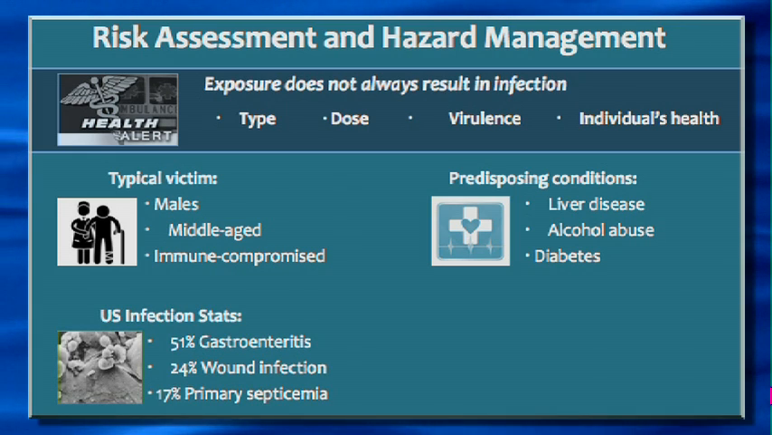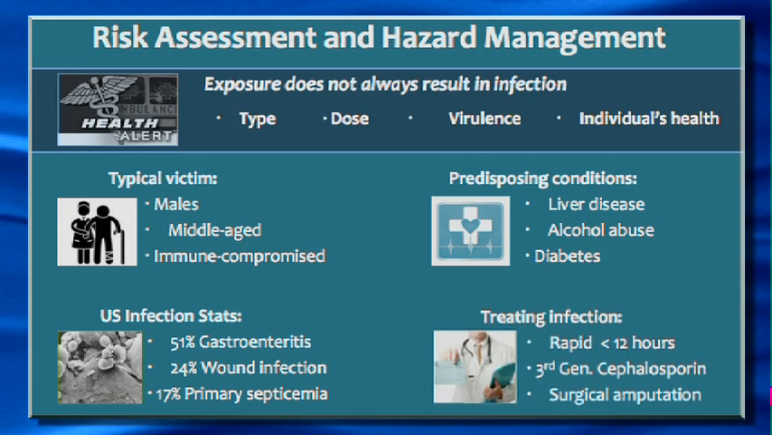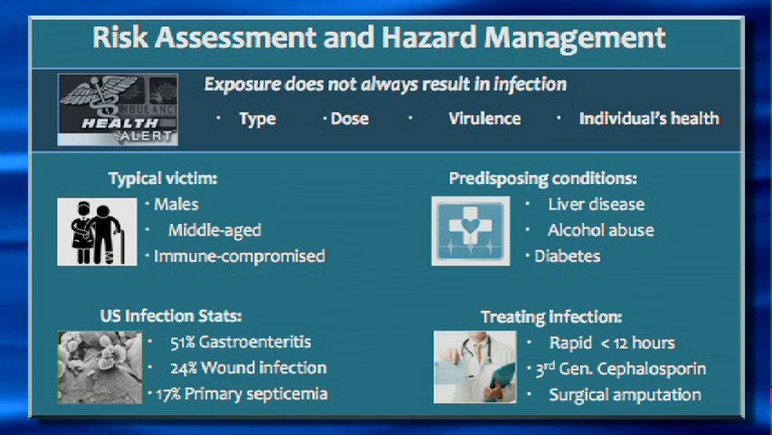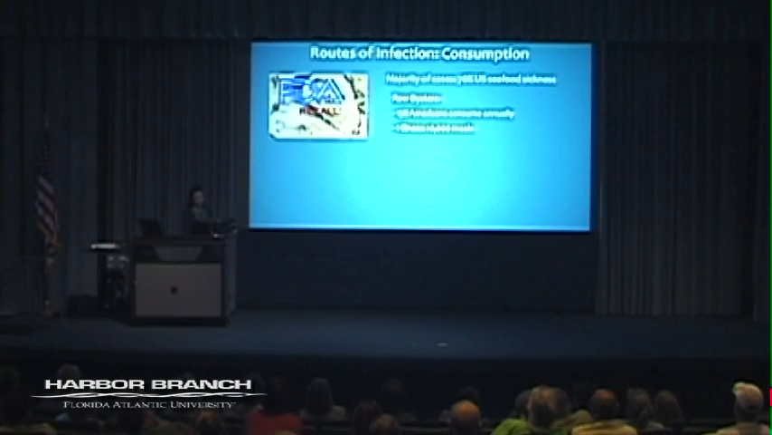Of these general Vibrio cases that we see in the United States, more than half are gastroenteritis, which is basically just a stomach infection. This is usually from seafood. 24% are wound infection, and the remaining 17% are primary septicemia, which is a blood infection. And should you become infected, you need to treat it pretty quickly within the first 12 hours or so, and if you catch it early, you'll be prescribed some antibiotics. And depending on how far this progresses, some cases require surgical amputations.